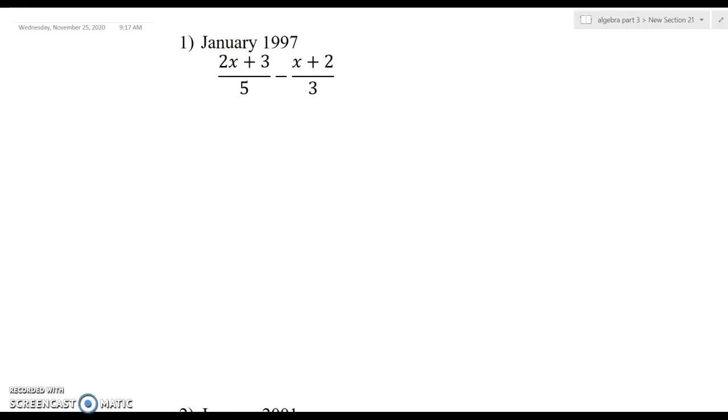Alright, so let's look at what we have here. This is from January 1997. Very old paper, very old question. So remember now, for algebraic fractions, just like regular fractions, we need to find the LCM, right? The LCM of 5 and 3 is 15. We know that from regular fractions, right?